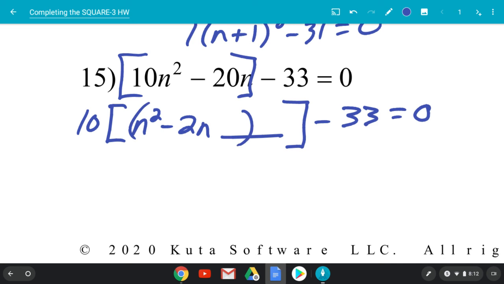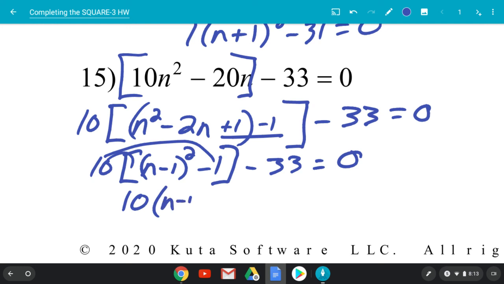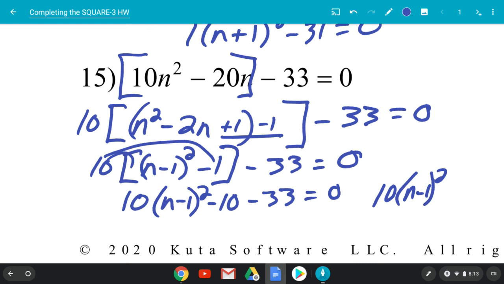So on the inside, I'm going to go plus 1 minus 1. So 10 times n minus 1 quantity squared minus 1 minus 33 equals 0. Distribute the 10 back in. 10 times n minus 1 quantity squared minus 10 minus 33 equals 0. So I have 10 times n minus 1 squared minus 43 equals 0. And there you have it.